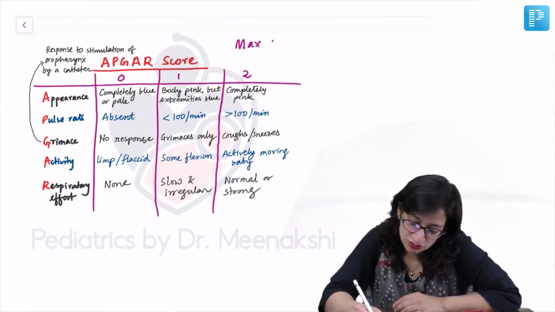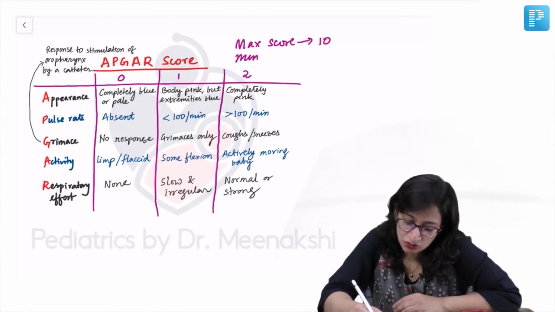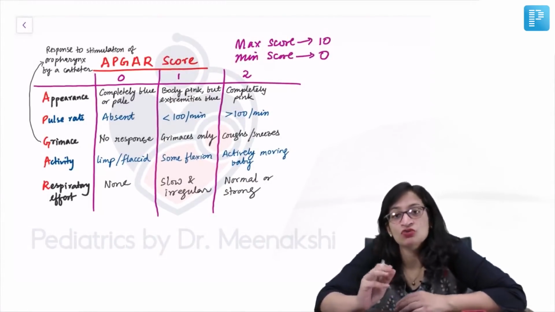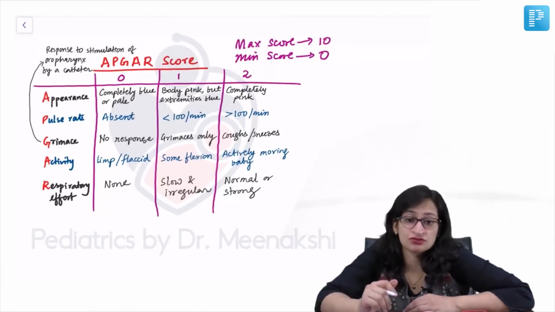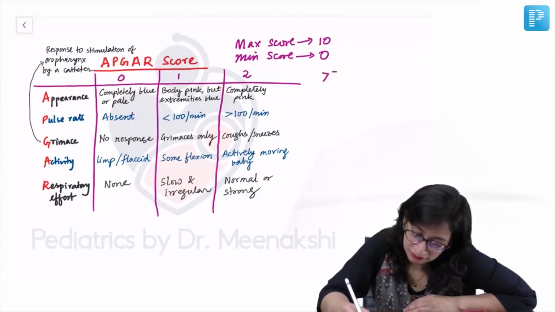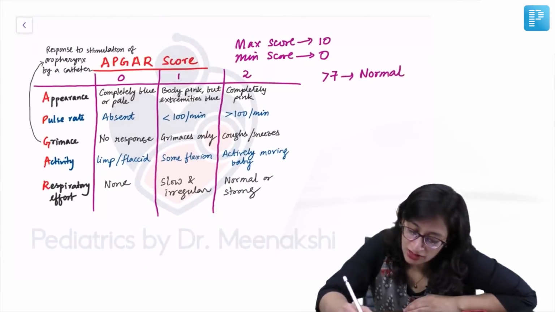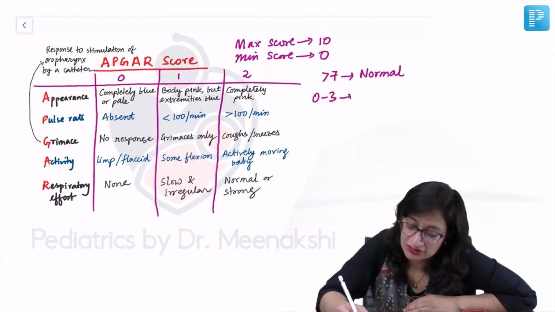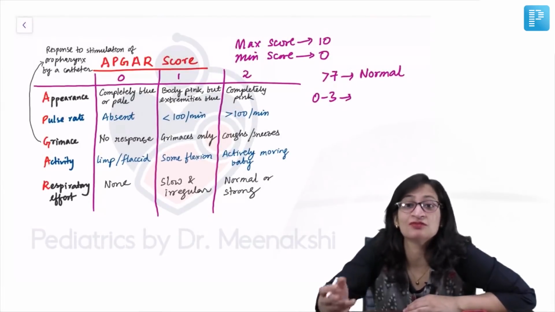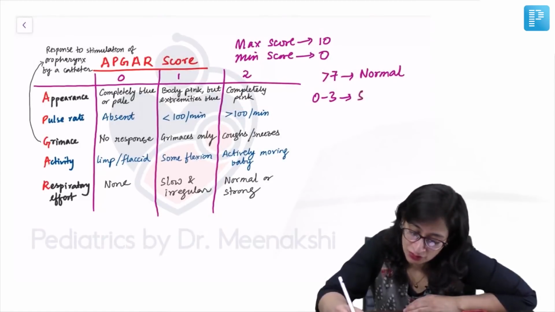So the maximum possible score is 10, right? And the minimum possible score is 0. Okay. So you want a higher Apgar score or a lower Apgar score? A higher Apgar score. An Apgar score of more than 7 is usually taken as normal, while an Apgar score of 0 to 3 indicates a severely depressed baby. So not the psychiatry wala depression, but severe birth asphyxia. Okay, 0 to 3 is seen in severe birth asphyxia.